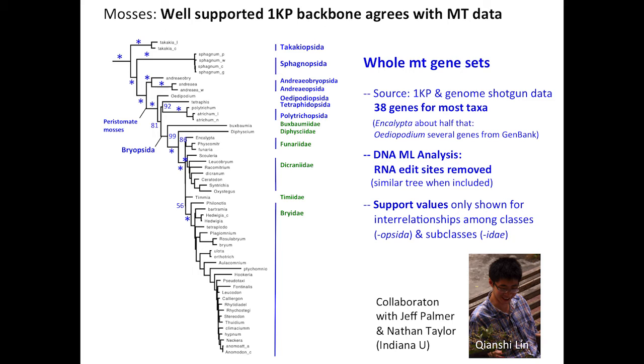Almost all of the relationships are the same. Where they differ a little bit is just a weakness in that particular tree. So I think we're zeroing in on a really confident set of relationships for mosses. Takakia is probably sister to the other mosses. Some of the relationships among the subclasses are becoming really clear.